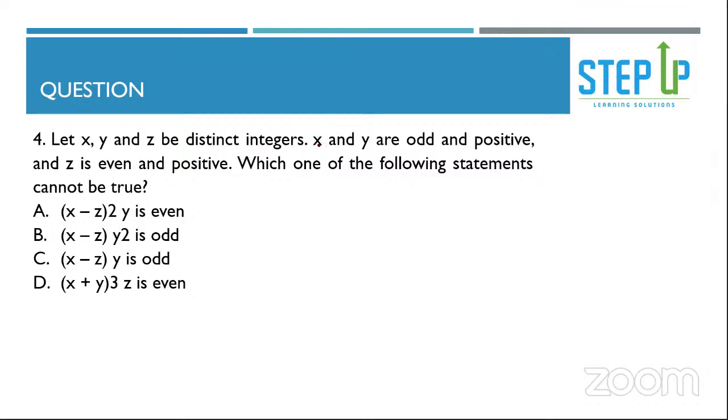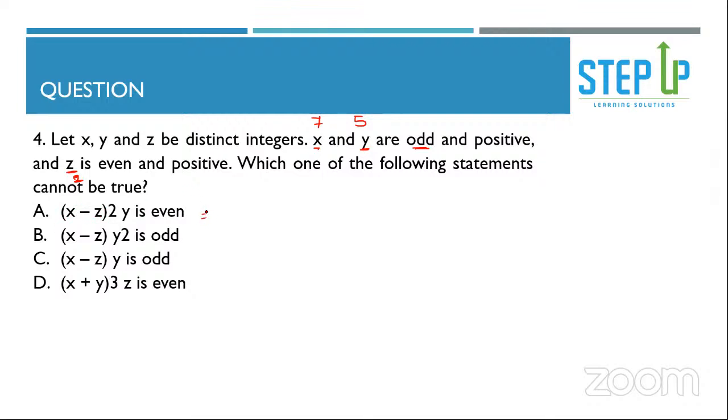X and y are what? Positive and odd numbers. So take some numbers, let's say 7 and 5. And z is even, so take it as 2. Why are we taking x as greater and z as smaller? Because everywhere we see it is x minus z. So that's why we are taking x as 7 and z as 2.